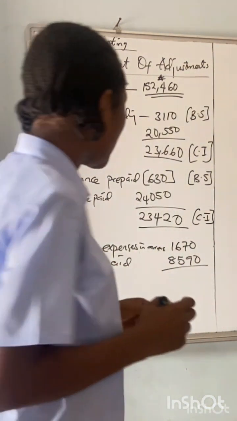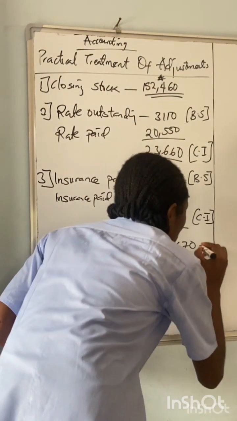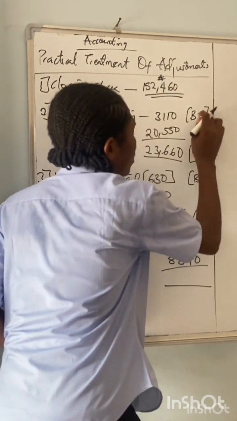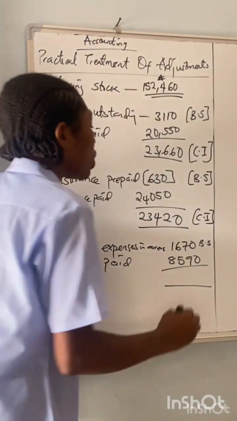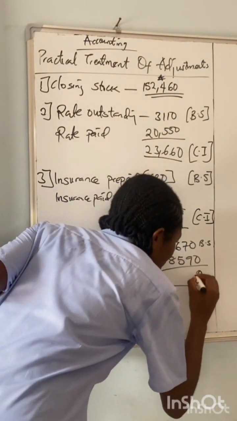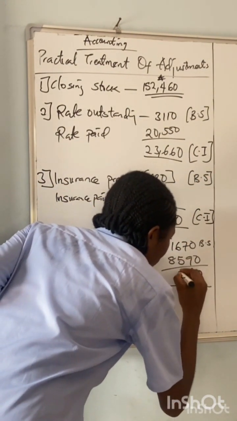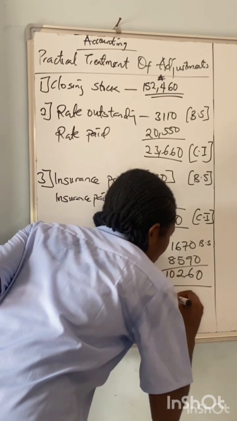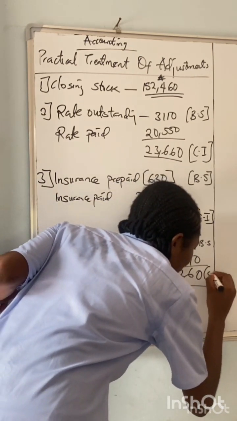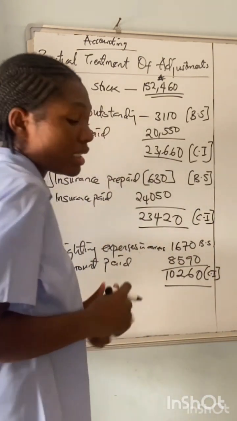When we add, this will be going to our balance sheet like we did. The owing part is going as a current liability. So we'll be adding this. We have. So this is what we'll be treating in our comprehensive income.